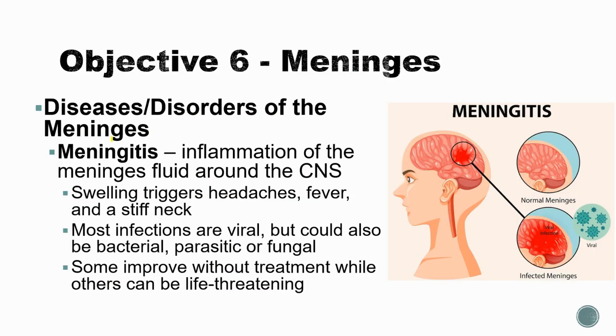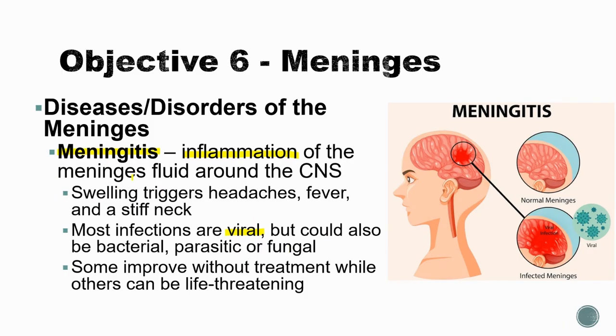And we're also going to take a look at some diseases and disorders. So one that's fairly common, most people have probably heard of this one, is meningitis. And this is essentially inflammation or swelling. It can be caused by a variety of factors. The most common is viral meningitis, but you could also get it from bacteria, parasites, or fungi.